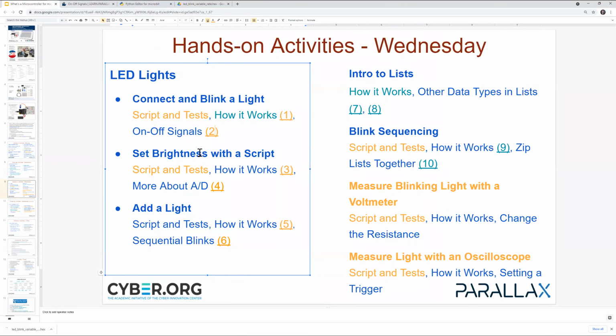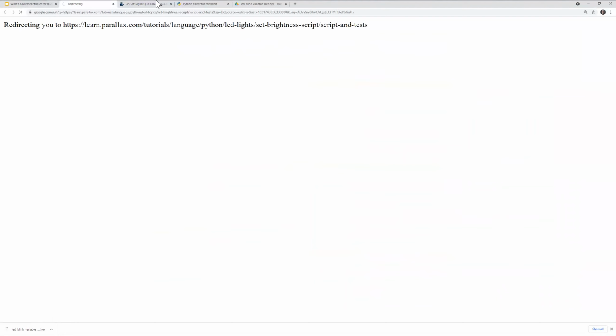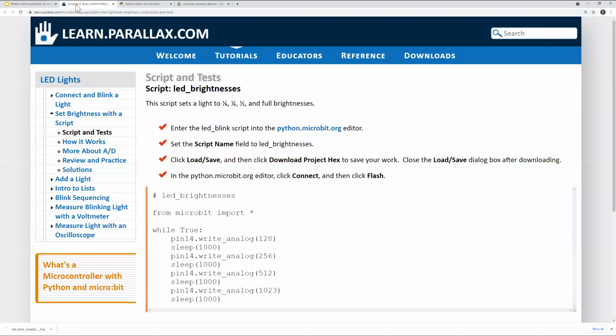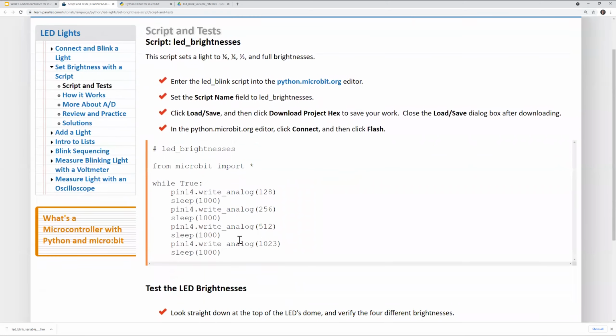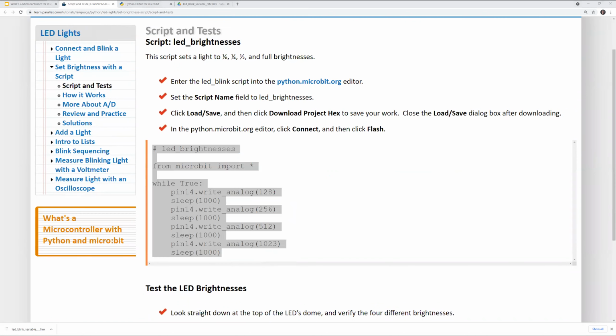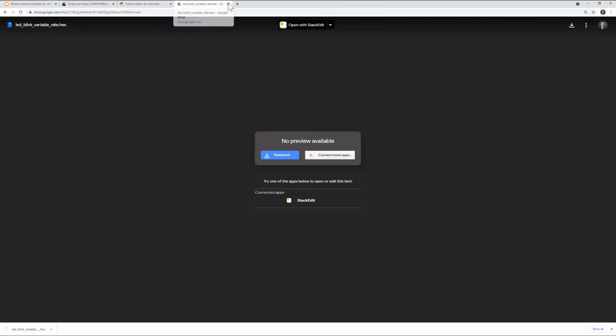Okay, so next up is brightness. So we're switching, excuse the pun, from a binary output to an analog output. Although in the end, it turns out to be binary anyway. I'll go ahead and paste you this, just like the students would. And you can go ahead and put that in your python.microbit.org editor.